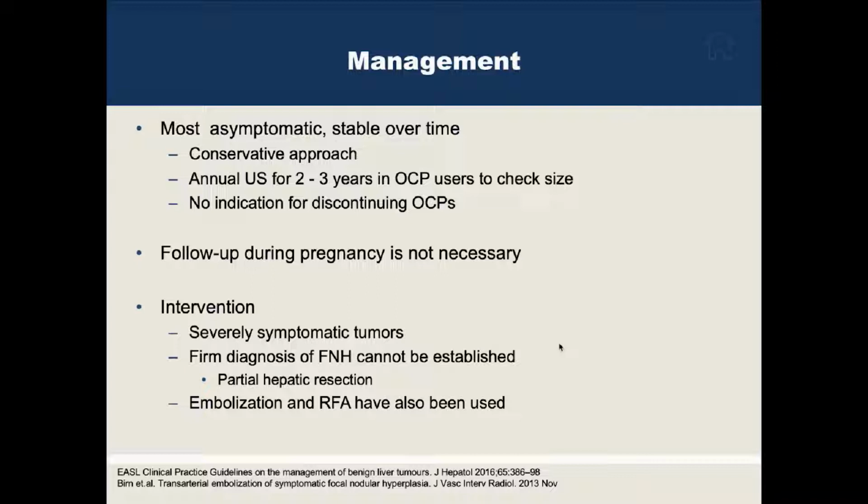The other group of patients who may benefit from surgical resection is where a firm diagnosis of FNH cannot be established. One of the differentials in patients with FNH is a fibrolamellar hepatocellular carcinoma. And if you cannot establish a clear-cut diagnosis, then these patients may be considered for resection. Embolization and radiofrequency ablation have also been increasingly used for cases where clearly the diagnosis has been established and you're treating it for symptoms.